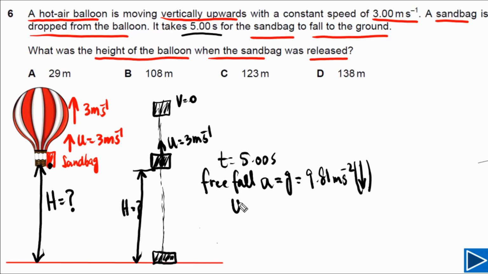And the initial speed of this sandbag is also given, equal to 3 meters per second. What we need to find out now is the vertical displacement, from here to here. That vertical displacement is equal to the height. So the height is equal to the vertical displacement of the sandbag from the ground. This is what we need to find.